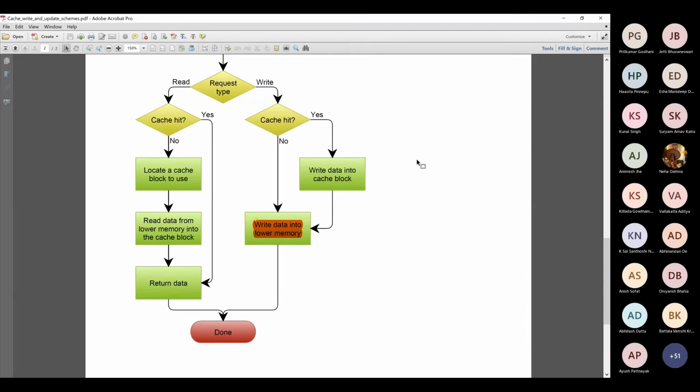Well, and this is not even a dirty concept. The dirty bit concept comes when you have modified the cache and you have kept a record that this has to be later modified to memory. Okay, this is not a dirty bit concept. You are not at all modifying the cache. You are directly going into memory.